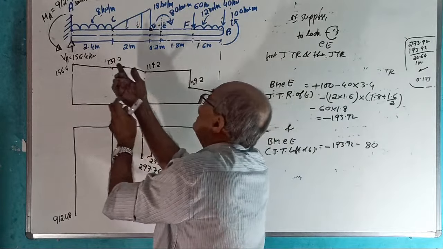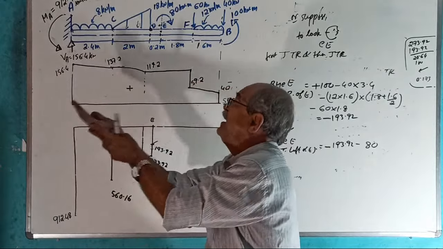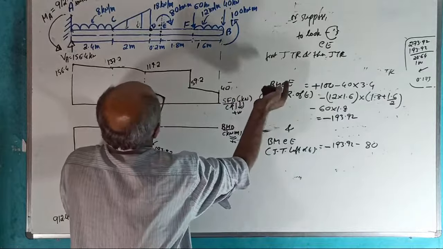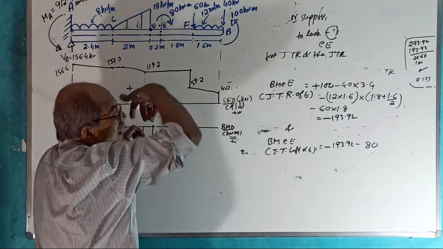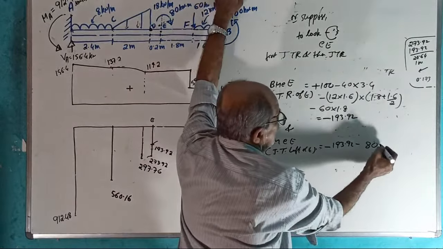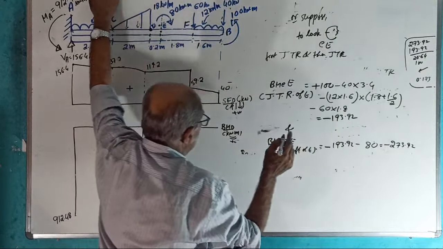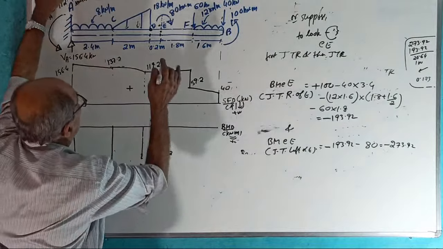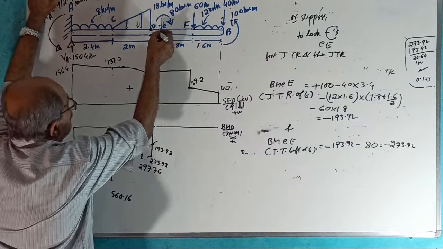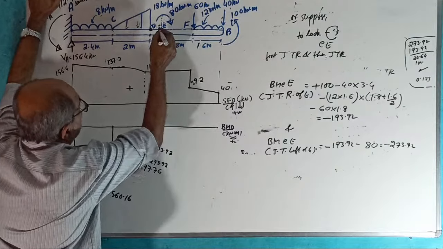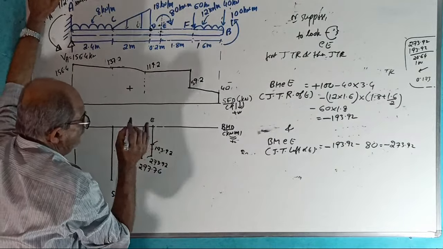That time, after coming from there to here, it was plus 80. Now when you come from there to here, it was minus 80. Answer minus 273.92. Therefore, whichever way you calculate, just to left of E the BM is 273.92 and just to right of E the BM is 193.92.